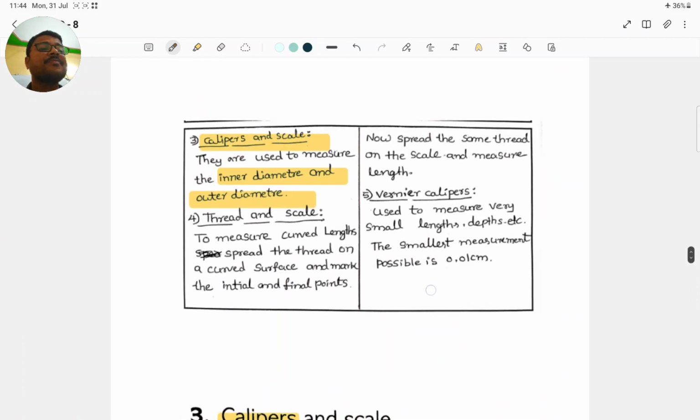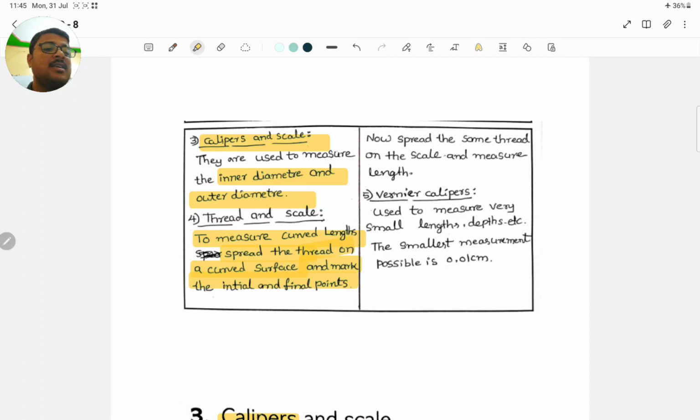Next, thread. To measure a curved length, we use thread and scale. First of all, we have to spread the thread on a curved surface and mark the initial point and final point. Then spread the same thread on the scale and measure how much length is there. That length is the curved surface length.